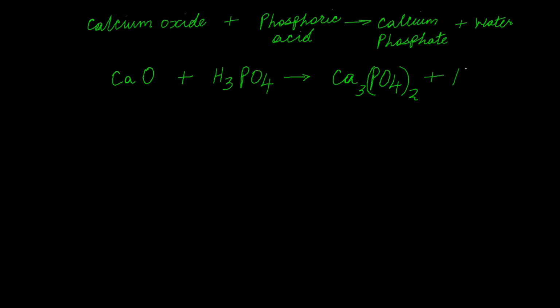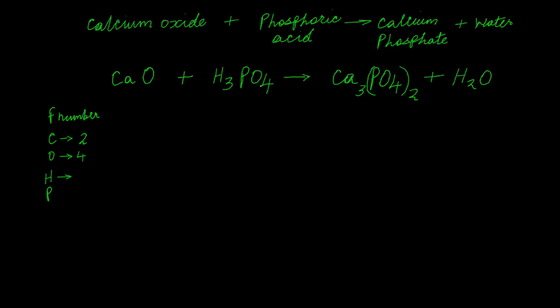Plus water. Now find the F numbers first, the frequency numbers, the number of times it appears in the equation. Calcium, oxygen, hydrogen, phosphorus. Calcium how many times? Twice. Not the number of atoms, but how many times it appears. Oxygen 1, 2, 3, 4.